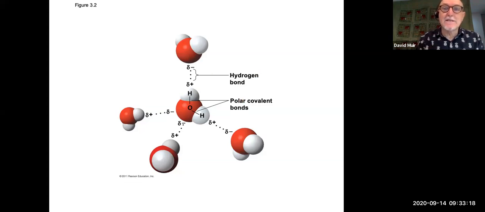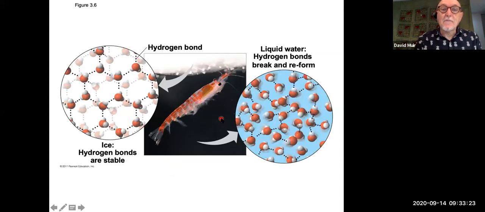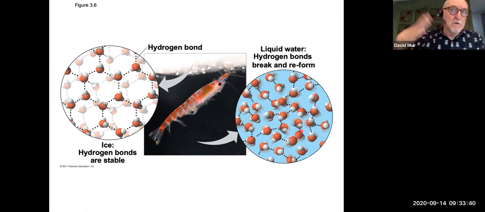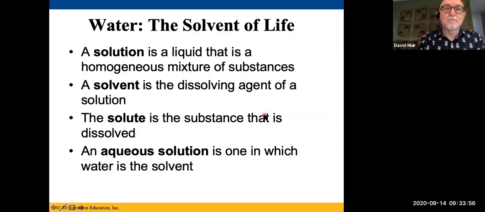Now, this polarity has other very important properties. Here's a depiction of water ice. The hydrogen bonds here are strong and much more stable. In liquid water, the bonds are somewhat weaker. The molecules of water have higher kinetic energy. They can break apart from one another more easily, and that imparts the liquidity to the water. These properties, by the way, are important biologically. We won't discuss them in much detail, but they are very important biologically as well.